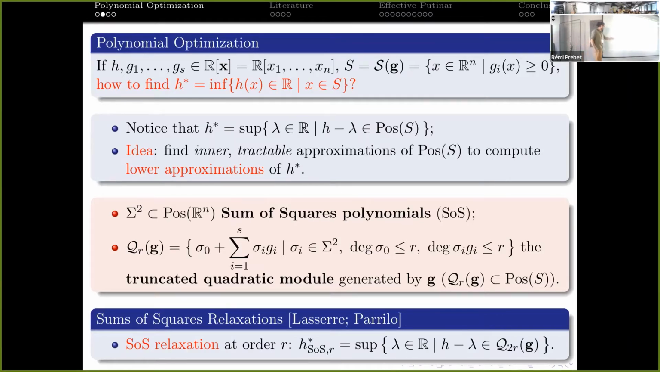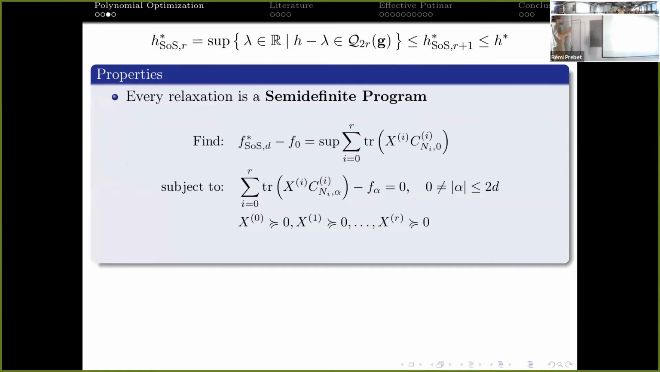So I define the sum of squares relaxation at order r as h star sum of squares r. This is the supremum over lambda in R such that h minus lambda belongs to the truncated quadratic module at degree 2r. So we replace positive polynomials by truncated quadratic modules, and we get a lower approximation. Since we can do that for every r, we have a hierarchy of lower approximations that are increasing by definition and always smaller or equal than h star. And every relaxation is a semidefinite program. You know better than I do, of course.